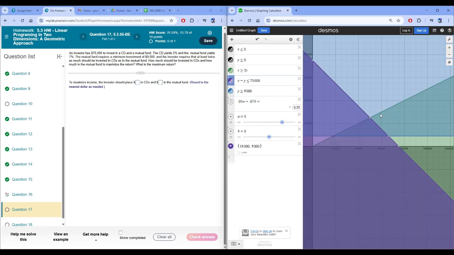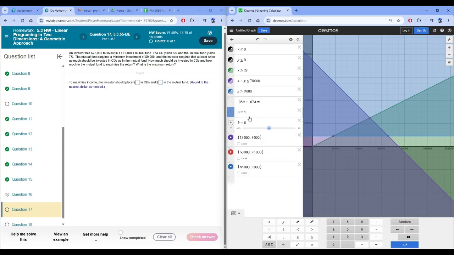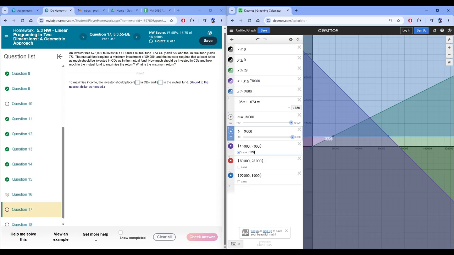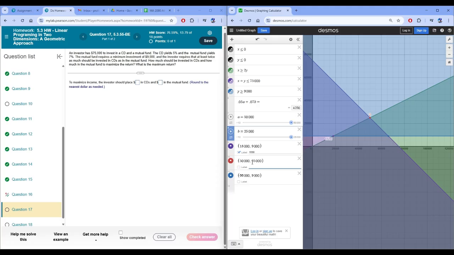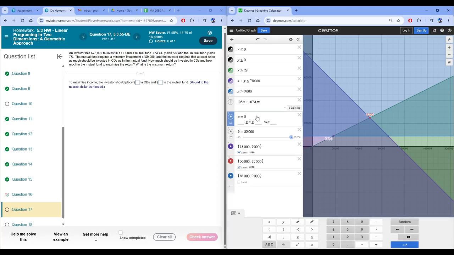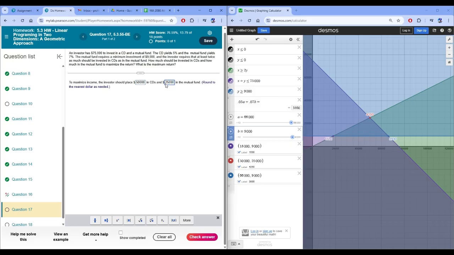So now let's label. And then we take 18,000 and then 9,000, which would give me 1,530. Then I'm going to plug in 50,000 and then 25,000, and that's going to give me 4,250. And then I'm going to plug in 66,000 and 9,000, and we get 3,930. So which one of these is the greatest? We should be investing 50,000 in CDs, and we should be investing 25,000 in the mutual fund. And you'll get a maximum return of 4,250.